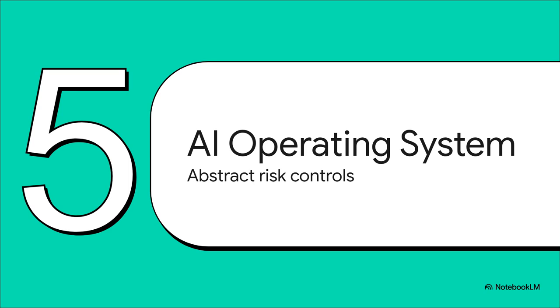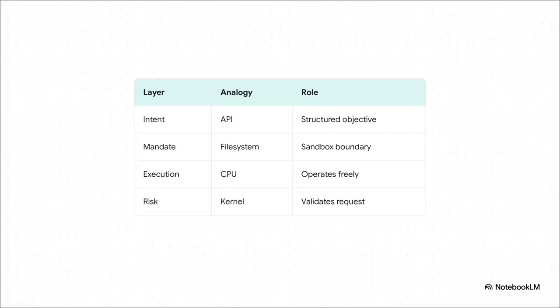Section 5. The AI spending operating system. Let's map these abstract ideas onto something we all intuitively understand. I absolutely love this analogy from the source material because it makes the whole architecture remarkably clear. Think of the intent layer like an API. It takes your messy human goal and parses it into a structured objective. The mandate layer, that's your file system. It defines the absolute sandbox and the boundaries. The actual AI agent is just the CPU. It operates freely, crunching tasks and prepping transactions, but only within its scoped world.